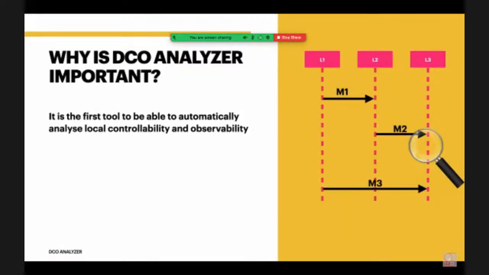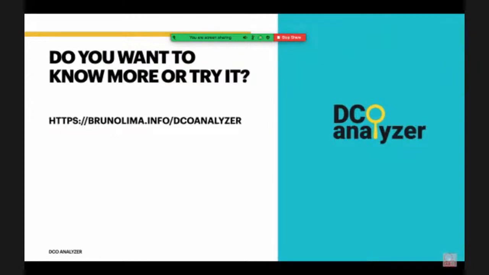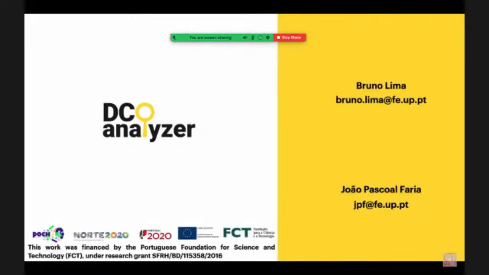Why is DCO Analyzer important? It is the first tool to be able to automatically analyze local controllability and observability and suggest the minimal number of coordination messages to correct problems. Do you want to know more or try it? Just follow the link on the screen and you'll find our tool to download and also some samples that you can use to try our tool. Thank you for your attention.